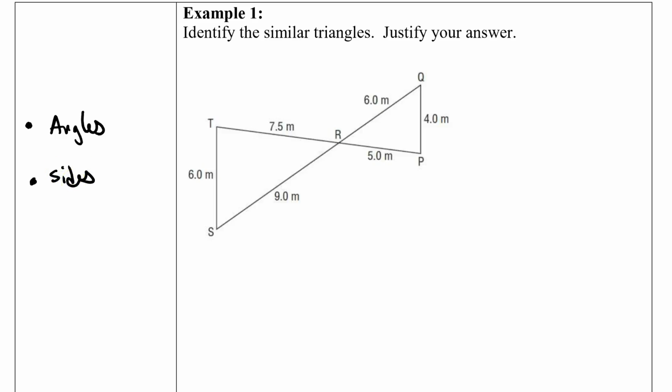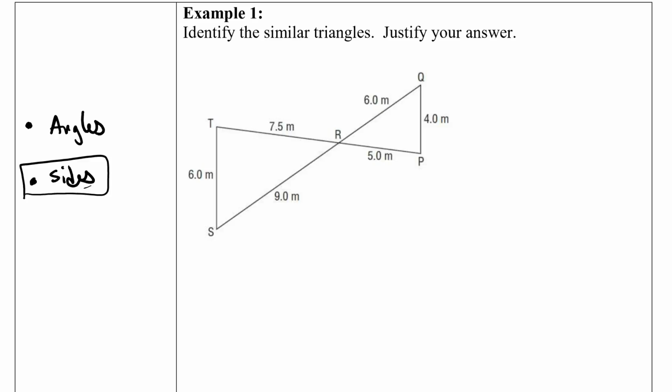Given the fact that I can't magically screencast a protractor at this point in time, not to say in the future that we wouldn't be able to, I could measure all the angles and say that they were all the same. Or I could see if the sides were in ratio to each other. So I'm going to deal with the sides.